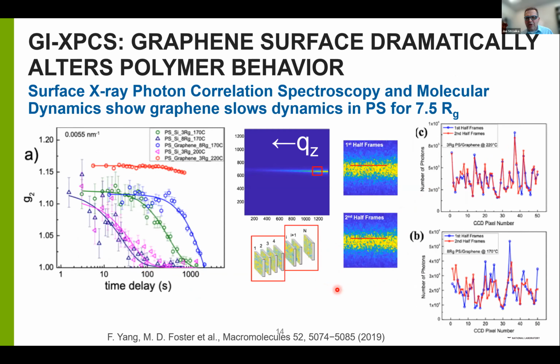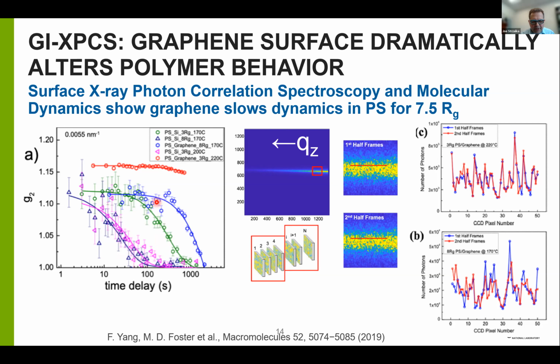And then, looking at that, I just wanted to have one science highlight that was done at 8ID, and Sunny gave us all that wonderful context. So now I can point out that this is from Mark Foster's group, looking at the fruit fly of thin film scattering, polystyrene, and here looking at the role of an interlayer film. So in this case, the effect of putting down graphene on the surface. And in that case, you can see the dynamics for these blue circles is significantly slowed down compared to these films in green, and then at higher temperatures in the other colors.